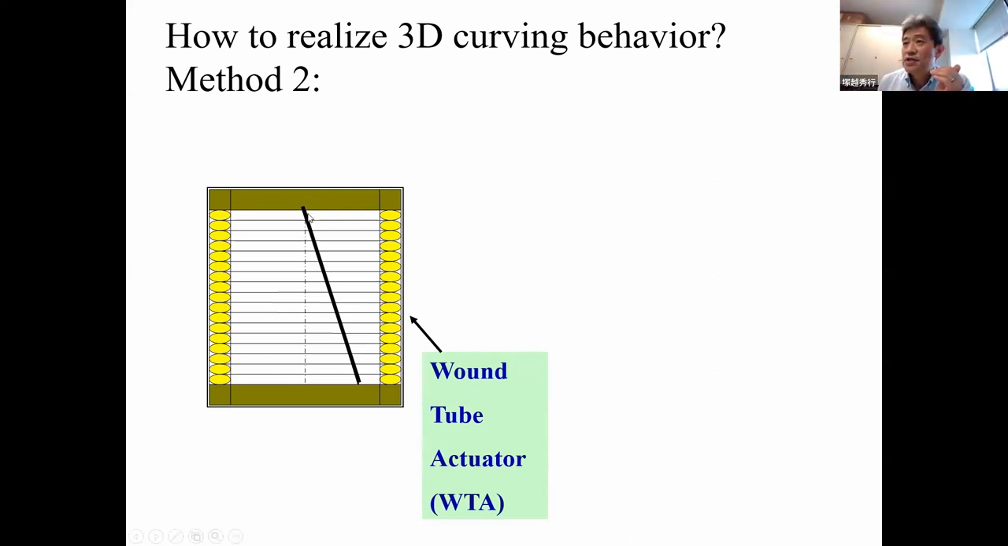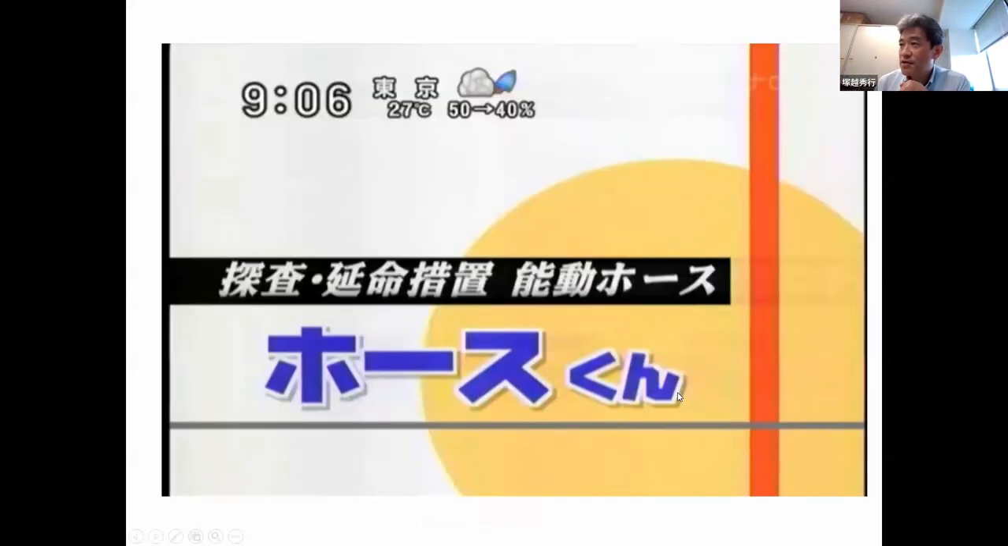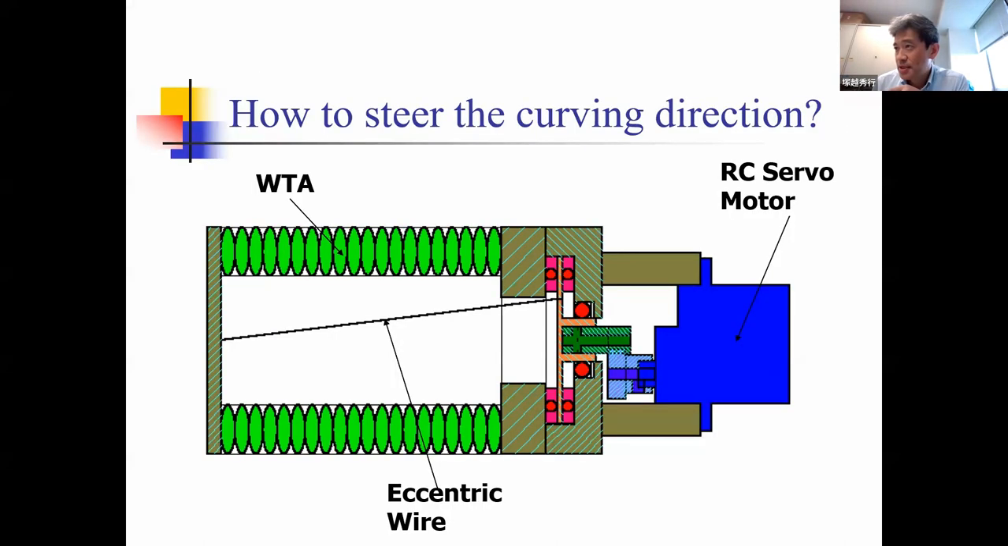The one part is connected to the center, and the other part is connected to the eccentric part. And by using this structure, if the inside is pressurized, it can curve to this direction, maintaining the constant length of the wire. Then, if the eccentric part is rotated by the DC motors, it is expected to curve to the arbitrary direction.